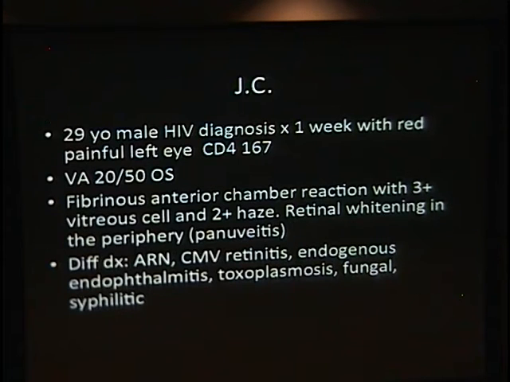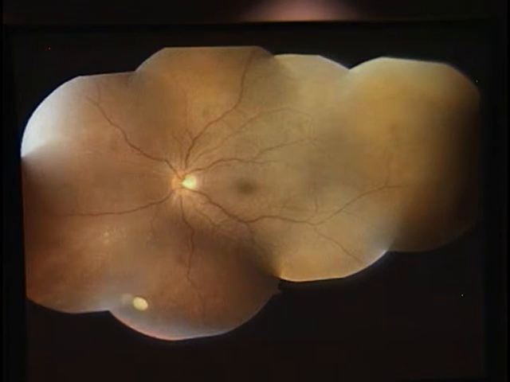So the differential diagnosis, again, is very broad in HIV patients. Infection is sort of at the top of your list. This is what his eye looked like. Kind of a bad photo, sorry. But what you're seeing over here in the periphery are these white areas that are actually above the retina, so pre-retinal infiltrates, and one here as well.